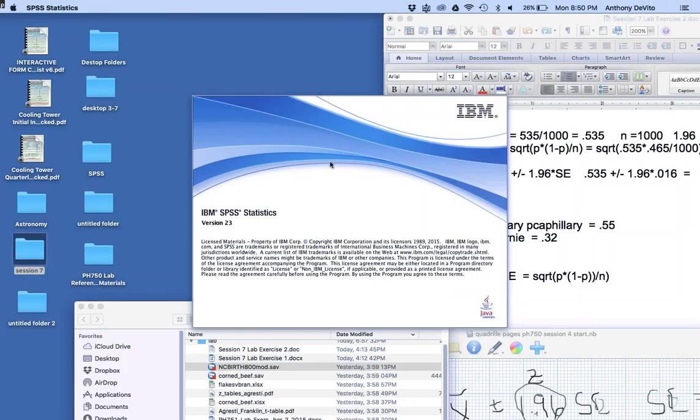This is a very old program that's been bought and sold a number of times. IBM is the most recent owner of it, and they update it very frequently. The problem is that they never rewrite the whole thing from scratch. They don't really keep up with the technology that we have around now.